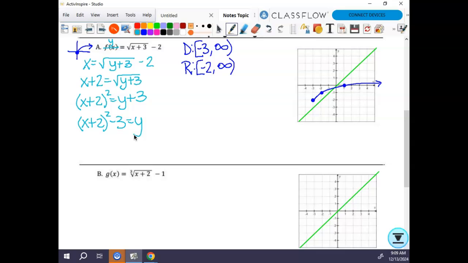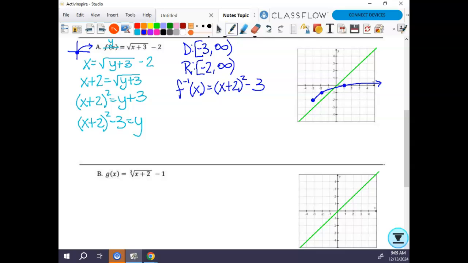And then once I have it in terms of y, I can rewrite that as, not g, sorry, I was looking at the one after it. f inverse of x equals x plus 2 squared minus 3. Okay, we good with that?